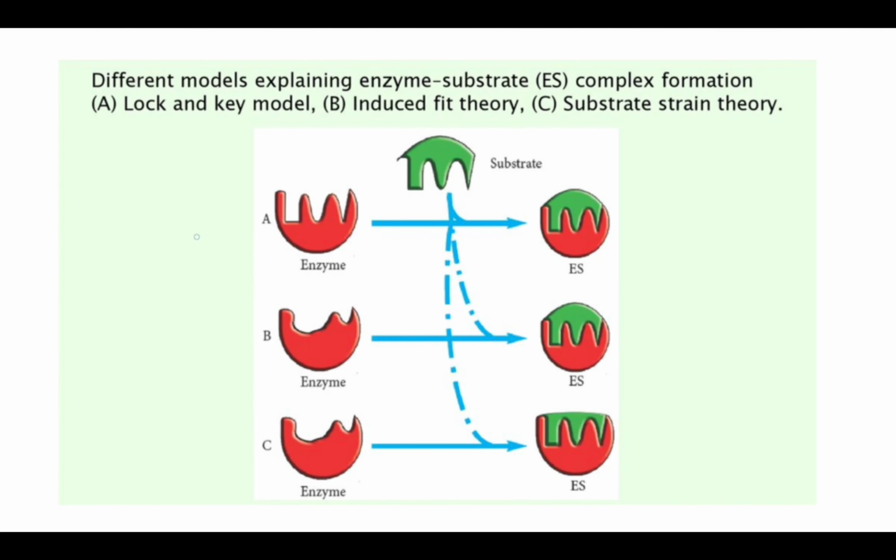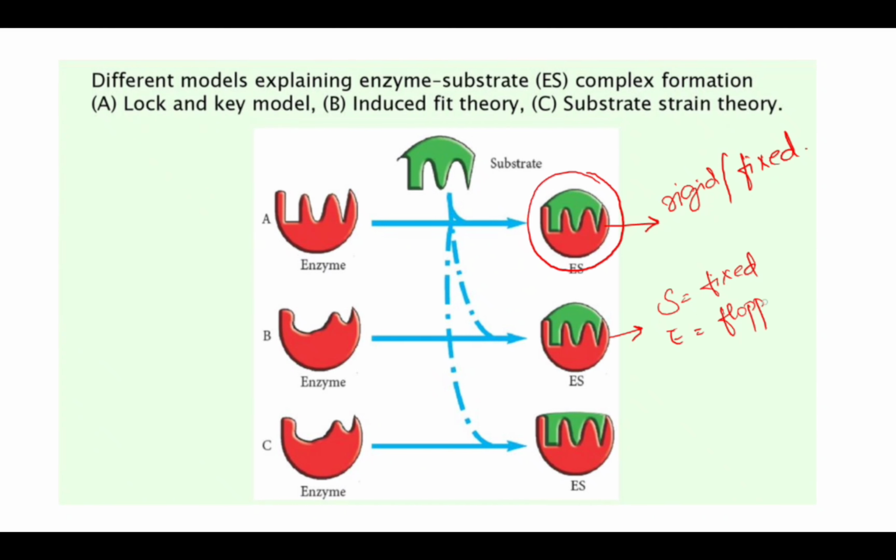To compare, this is the lock and key model, in which both enzyme and substrate are rigid and fixed. Next is the induced fit model, where the substrate is fixed, whereas the enzyme or the active site is floppy, and the substrate will fit into the active site. Once it fits, the active site undergoes conformational changes so that it binds according to the size or shape of the substrate.